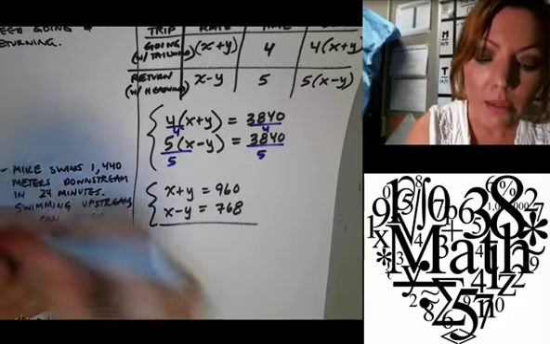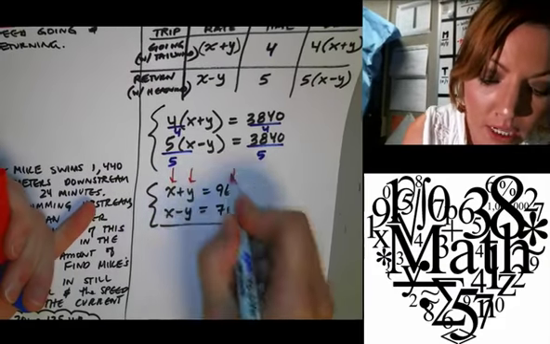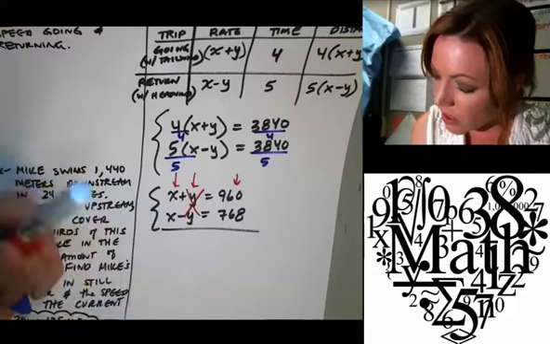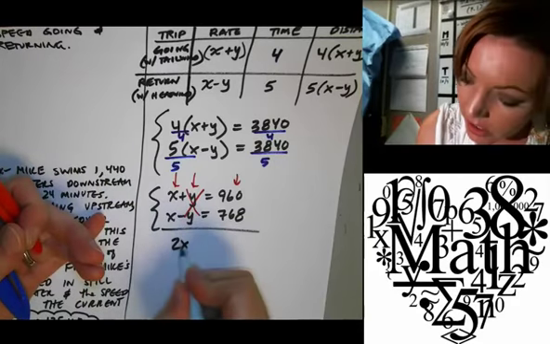That's good. So we can add them together and cancel out the y's. So we get 2x equals 1,728.